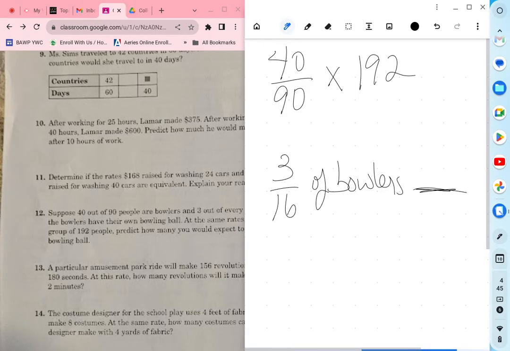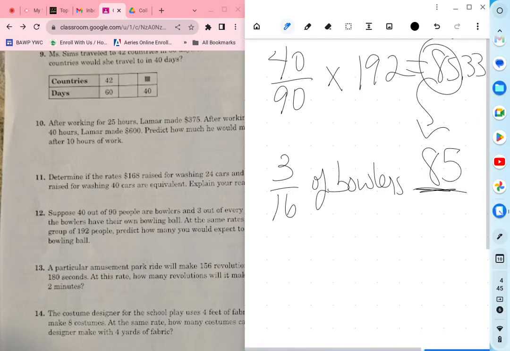If you do that, you should get an answer somewhere around 85 point, maybe 33333. I think it's like 85 and a third or something like that. And so we're just going to round it to 85. Now, once I do that, I automatically have a number for my bowlers.